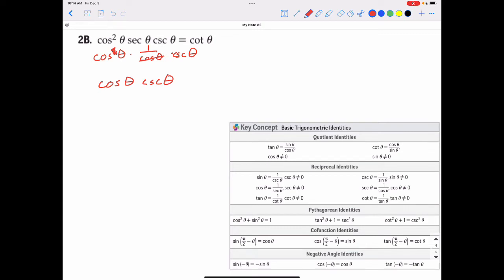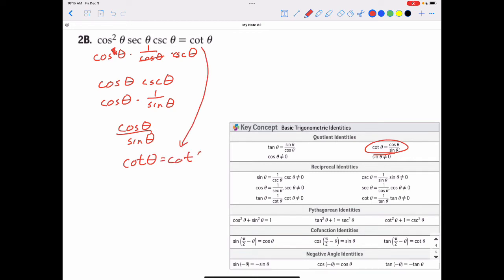And let's see, we know that cosecant equals 1 over the sine. So if I change cosecant to 1 over sine theta, I have cosine theta times 1 over sine theta, and that leaves me with just cosine theta over sine theta. And what does cosine over sine equal? It equals cotangent theta, which is what I'm trying to prove it equal to up here. So that is proven.